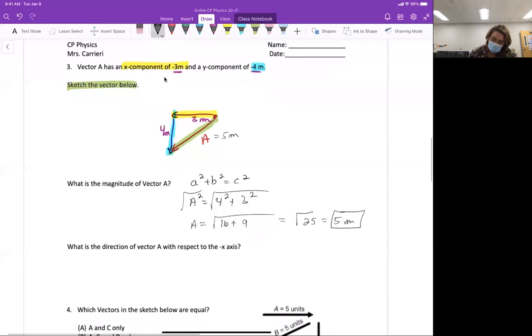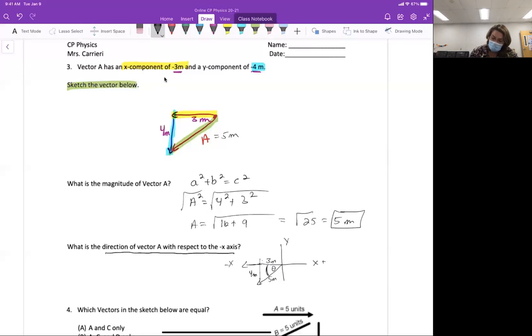What is the direction of the vector A with respect to the x-axis? Well, if I draw an xy axis and I draw that vector on the xy axis, this is the negative x-axis, this is the positive x-axis. I know this length is 5 meters. I know this side of the triangle is 3 meters. I know this side of the triangle is 4 meters. What I need to find is the angle with respect to the x-axis.